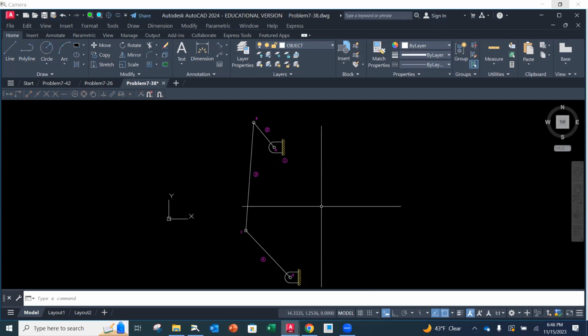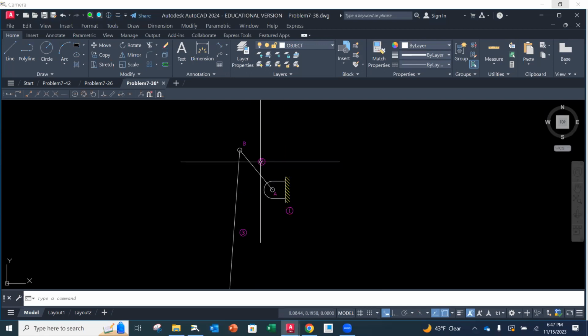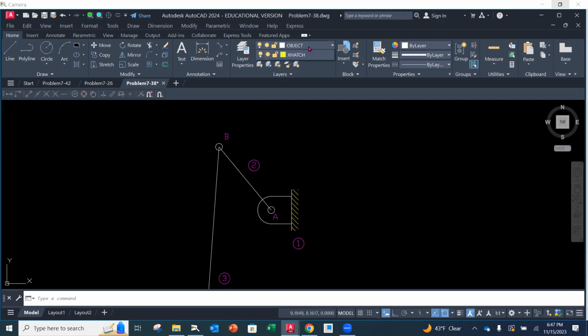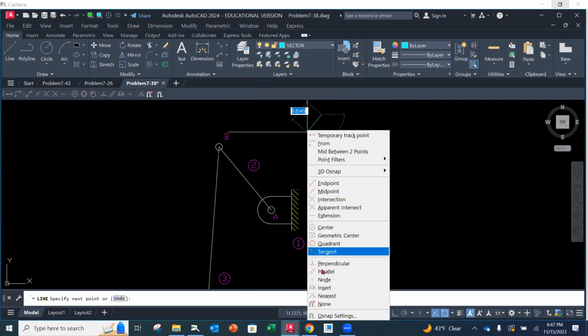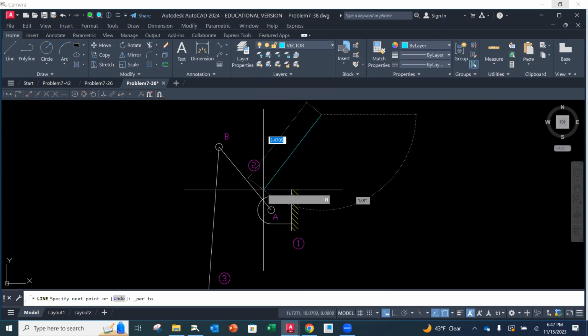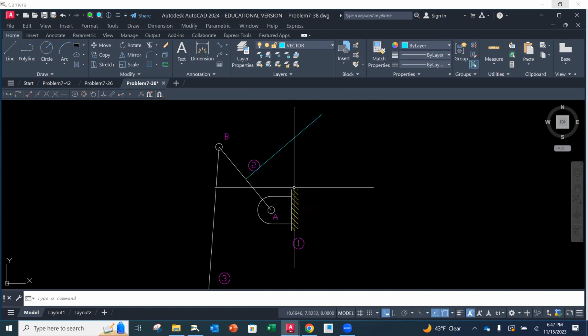So from our vector diagram here, link number 2 is right here. So I'm going to use that link. I'm going to change this to vector, and I'm going to draw a line perpendicular to it, right? Velocities, I think, are kind of easy. Directions are always perpendicular to something, right? So this is the velocity of B.